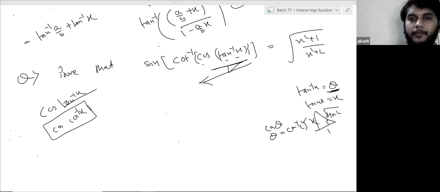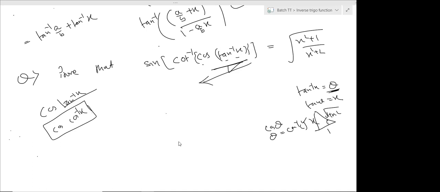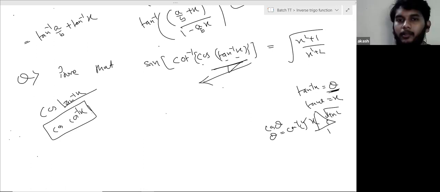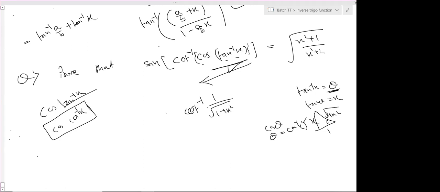All right. Let's see. Sir, for cot inverse x, I'm getting 1 by root 1 plus x squared. Cot inverse of 1 upon root of 1 plus x square. You are getting this value? Yes, sir. All right. Kinza, did you reach this point? Yes, sir.